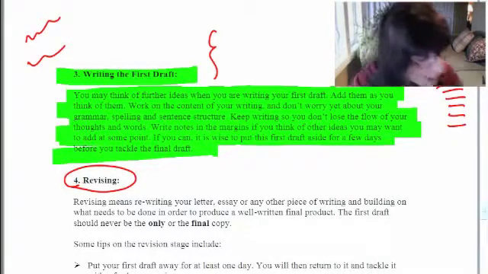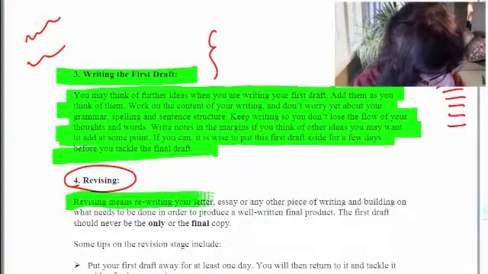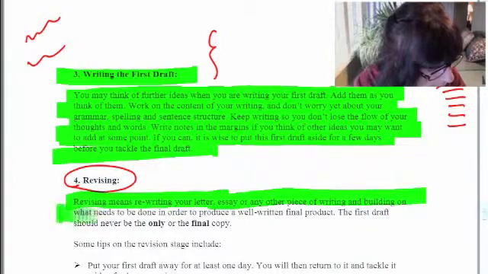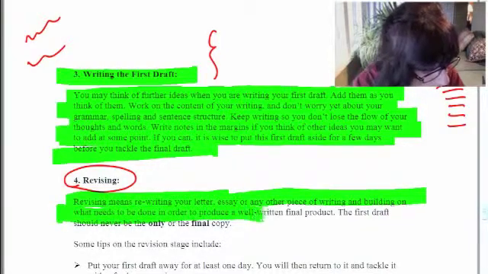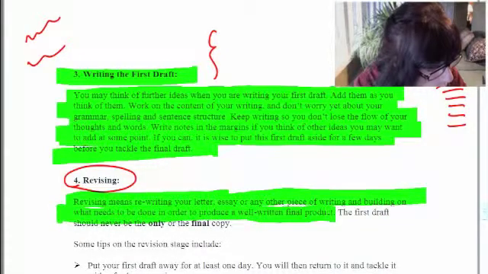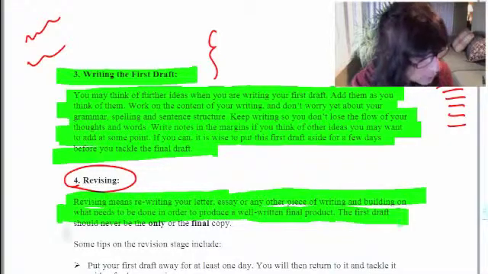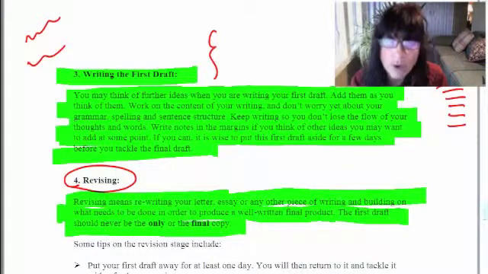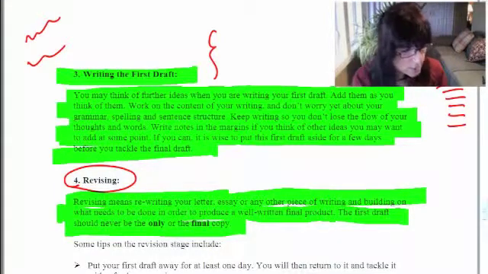And what do you do in the revision stage? Well, revising means rewriting. You rewrite your letter, essay, or any other piece of writing, and you build on what needs to be done because you want to produce a very well-written final product. So the first draft should never, ever be the only copy or your final copy.